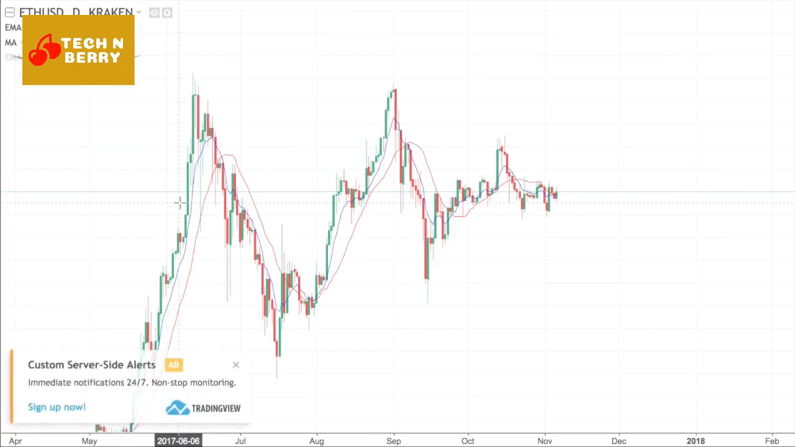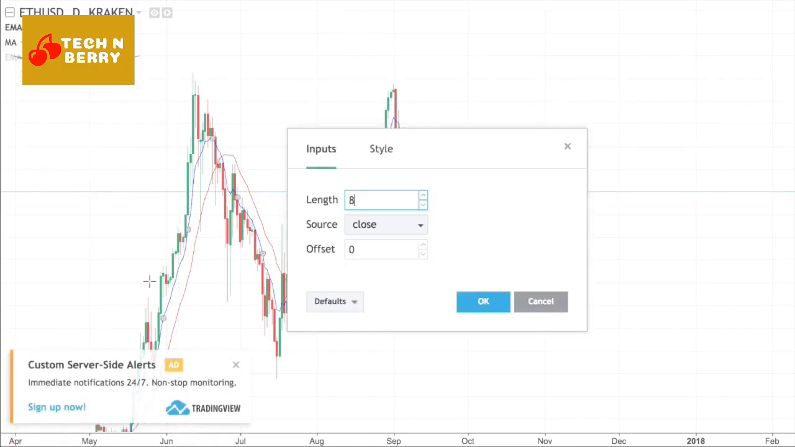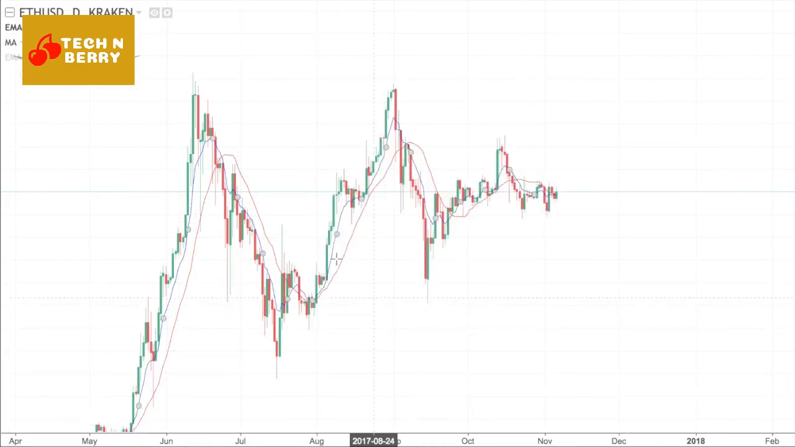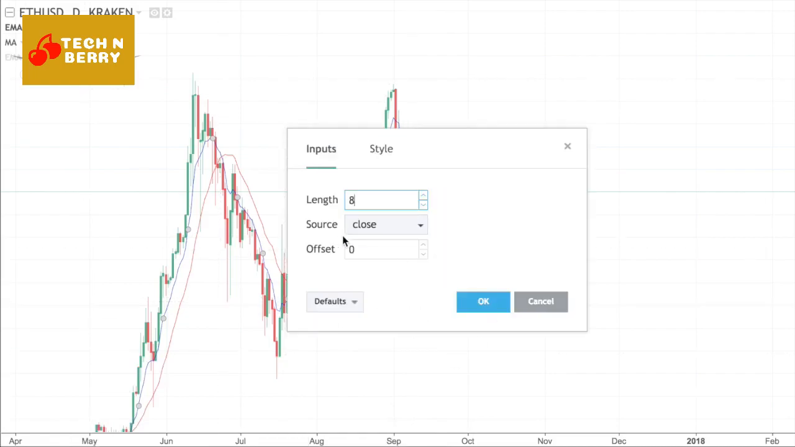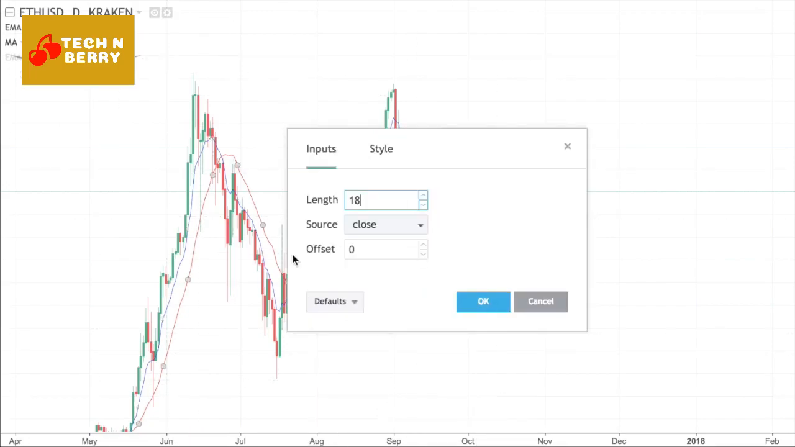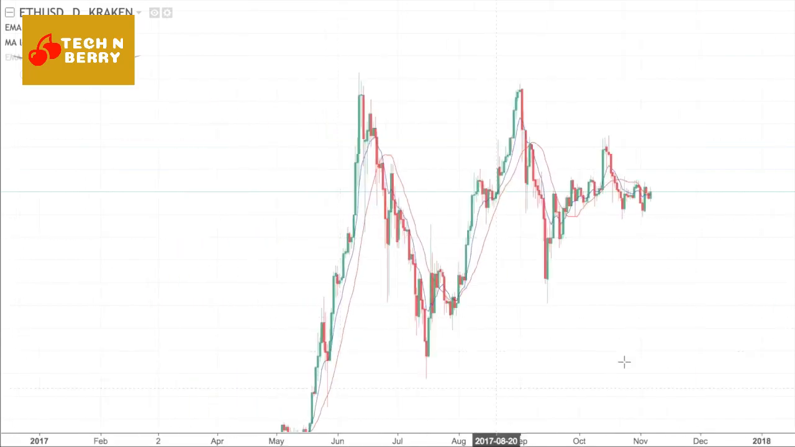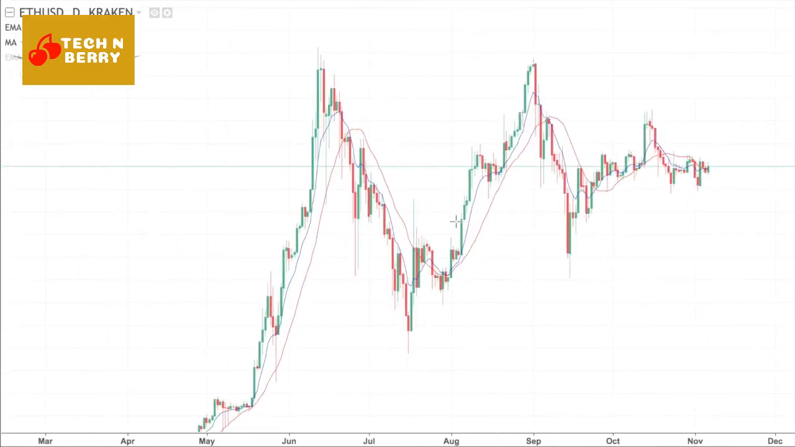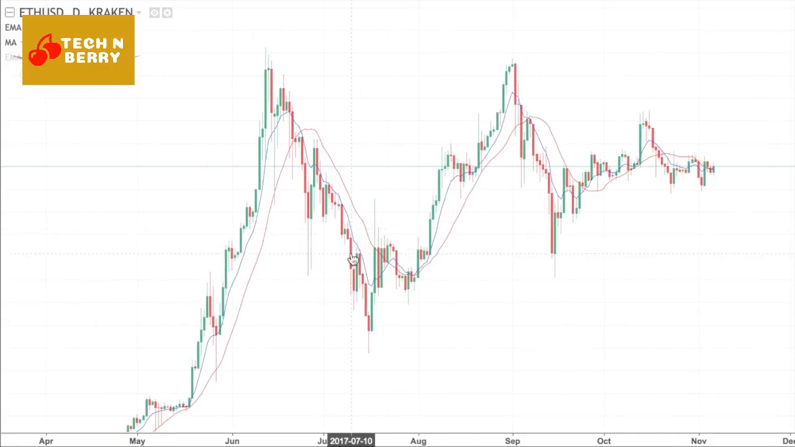The blue EMA is the 8. You can see that here. The length of this is 8, and we apply this to the close of the candle. We then go to the moving average, which is the SMA, and this will be the 18, and this will be red. Again, we apply this to the close of the candle body. Once this is selected, we can start to mess around with this and see some of its real use cases.